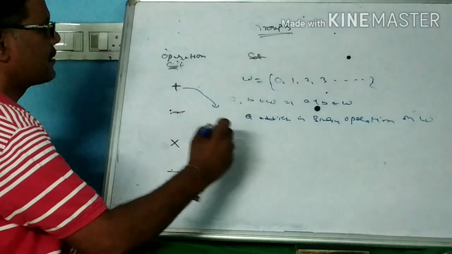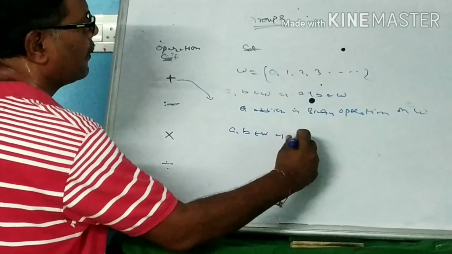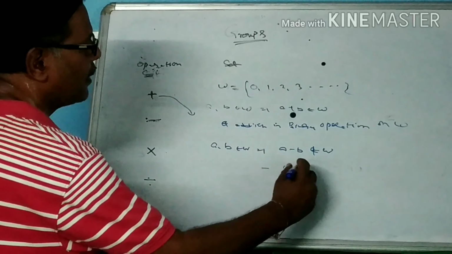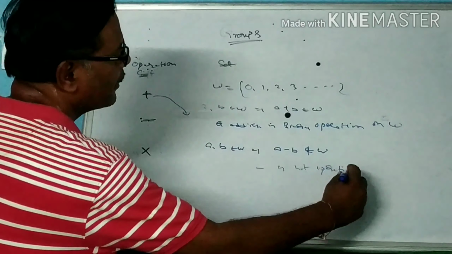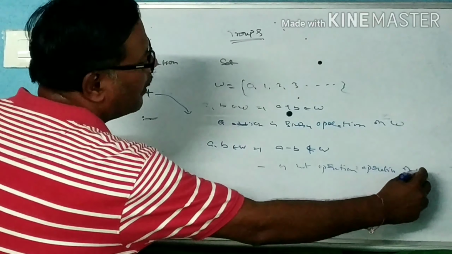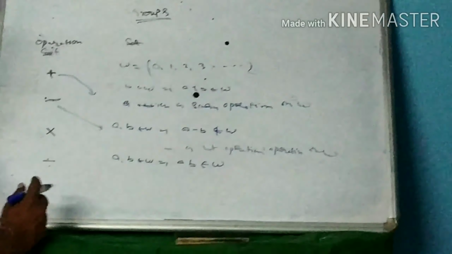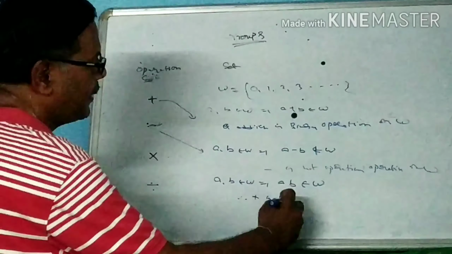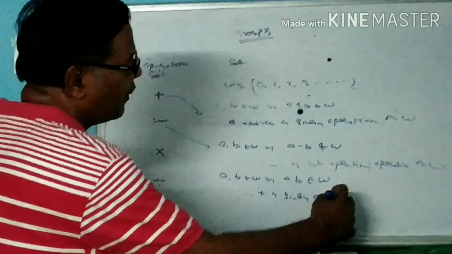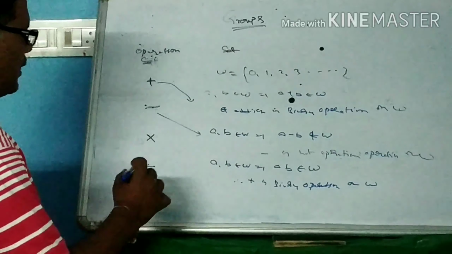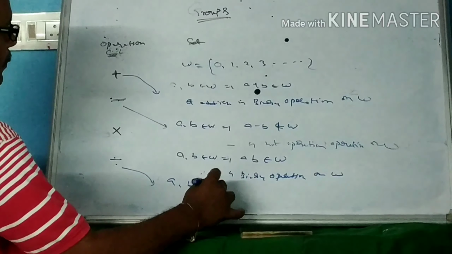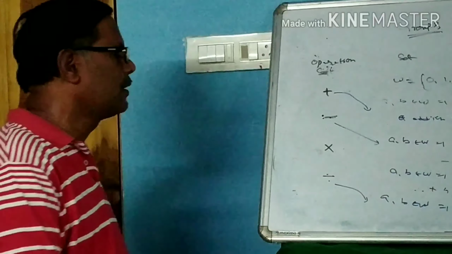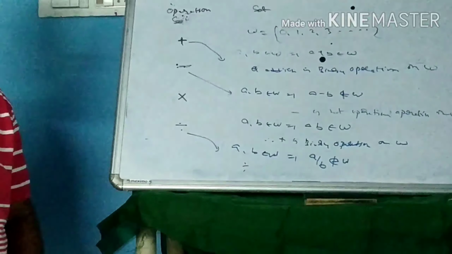Similarly, subtraction. a, b belongs to W, but a minus b does not belong to W. So subtraction is not a binary operation on W. Similarly, multiplication: a, b belongs to W, ab belongs to W. So multiplication is a binary operation on W. Similarly, divided by: a by b does not belong to W. So division is not a binary operation on W.